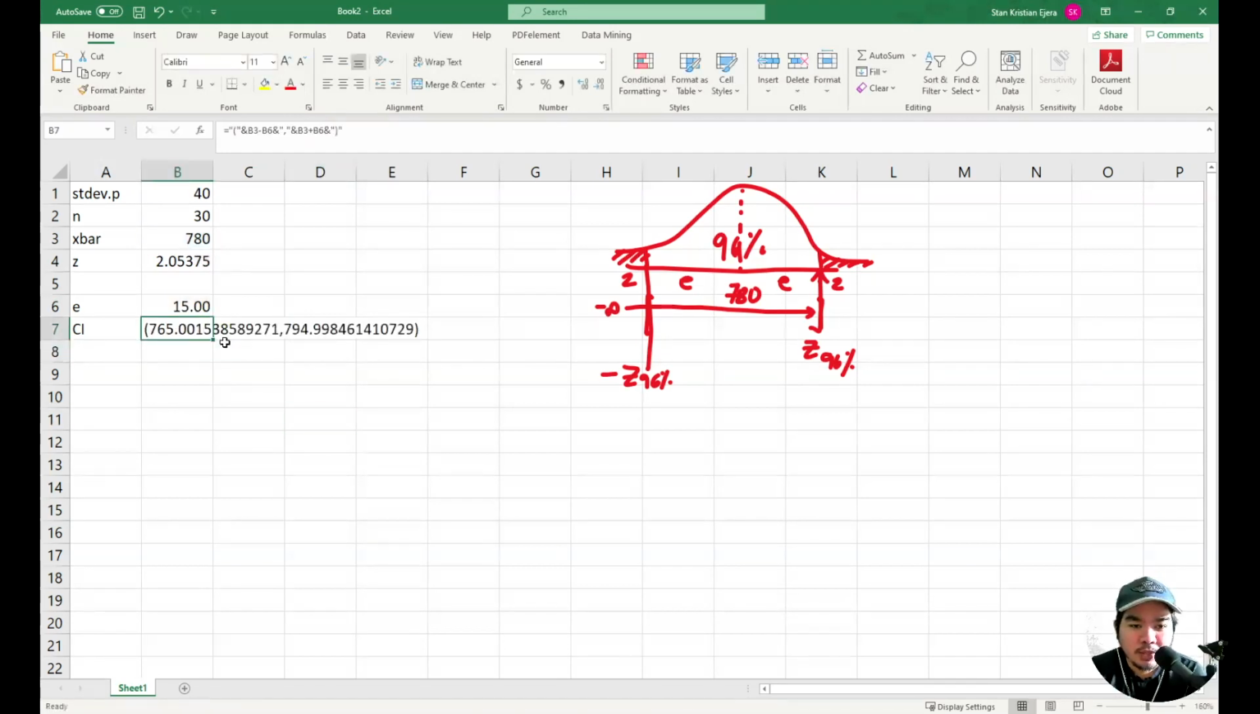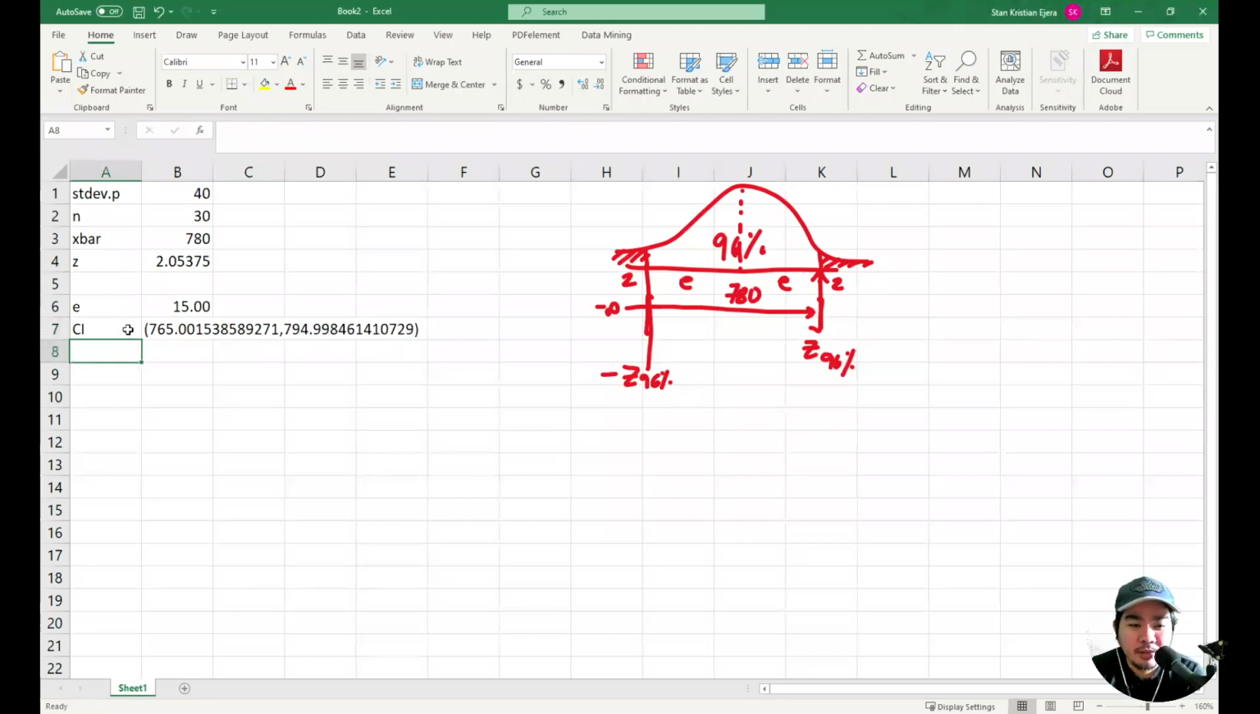So I should get something hindi pala niya na ano, no? Na shorten yung decimal places. Pero ito yung magiging final answer ko. 765 to 795. Parang ganun.